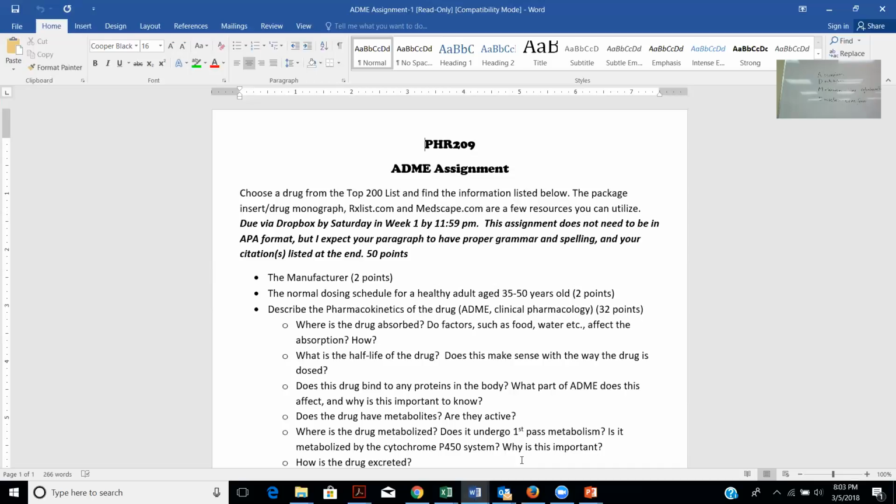On this list, I'll do the Novolin 70/30. I know about the different insulins, but I don't know about that one. Yeah. That is a mixing. Okay.